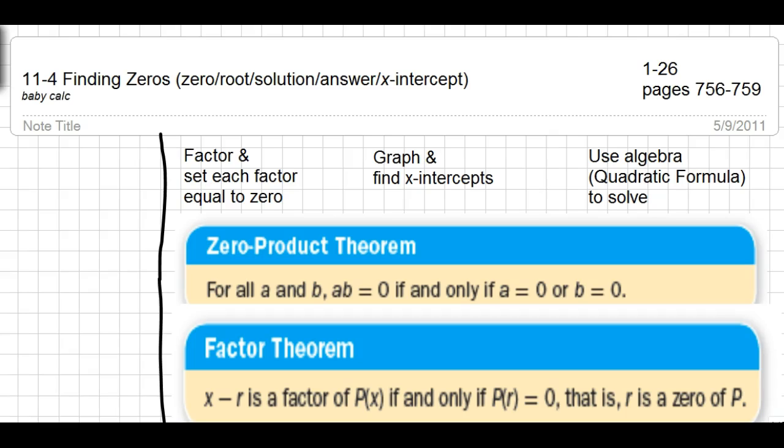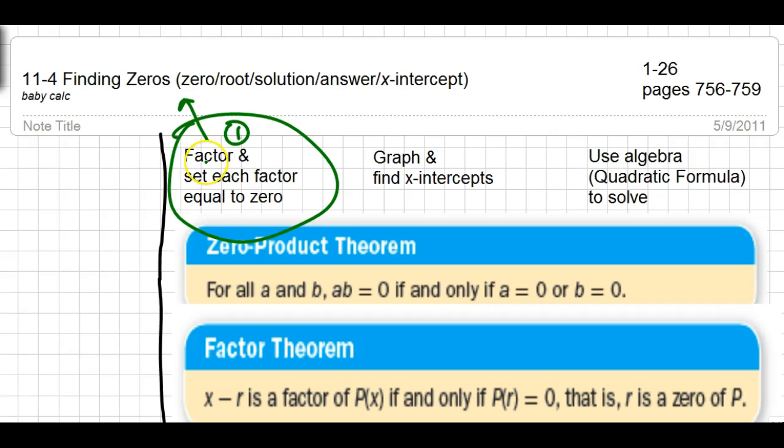There are 3 ways you can find the zeros. The first way is to factor it and set each factor equal to 0. That is the first method I'd like you to try whenever you're asked to find zeros. You should always try to factor it first and then set the factors equal to 0, and we'll do a bunch of examples of those today.